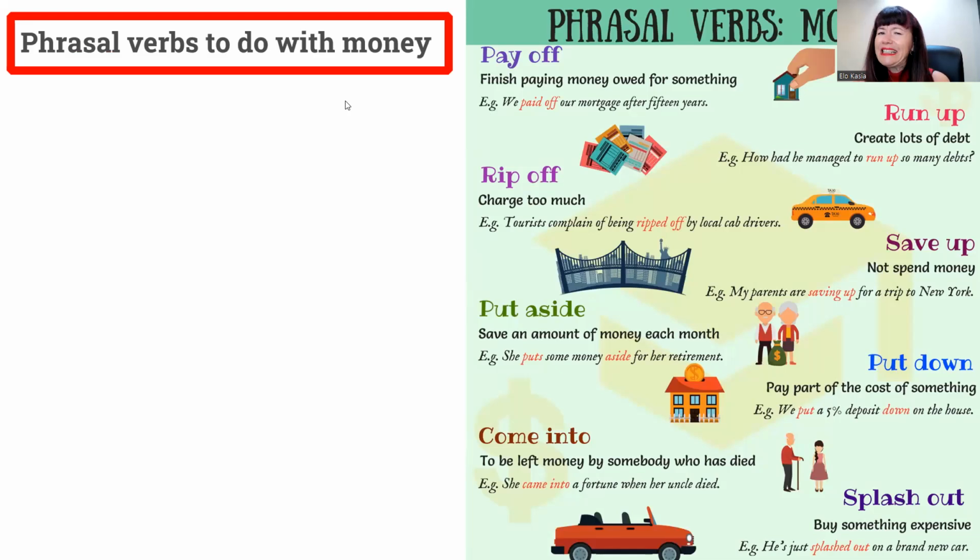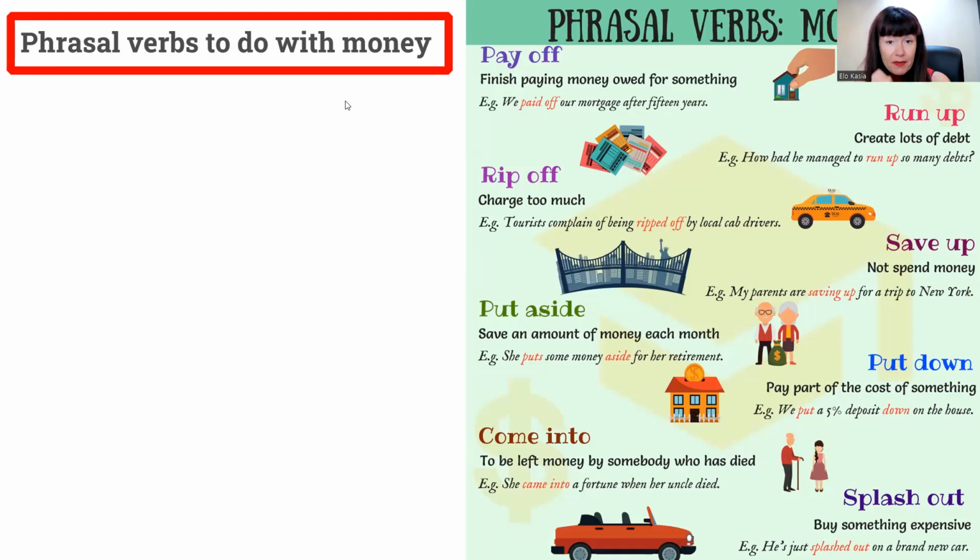Run up, create lots of debt. Yeah, so borrow a lot of money, create lots of debt means borrow more than you can pay back. Yeah, how had he managed to run up so many debts? Some people are like that.